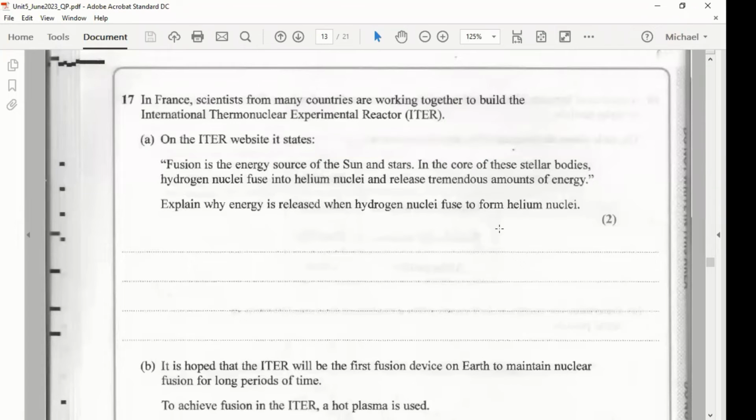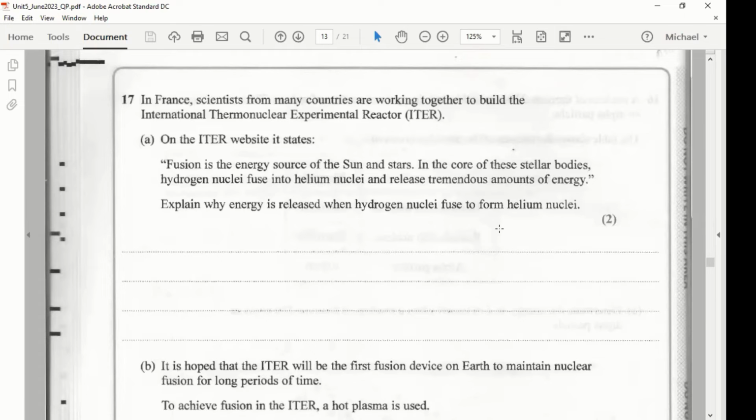Question 17. In France, scientists from many countries are working together to build the International Thermonuclear Experimental Reactor, also known as a giant white elephant. But let's not go there. On the ITER website, it states fusion is the energy source of the sun and stars. In the core of these stellar bodies, hydrogen nuclei fuse into helium nuclei and release tremendous amounts of energy.